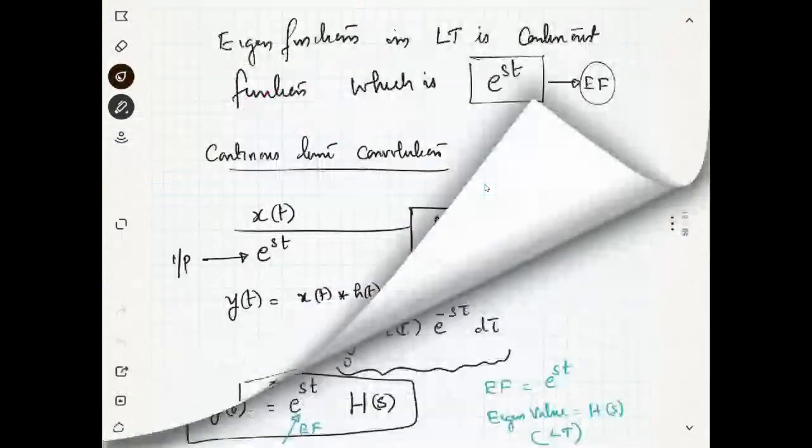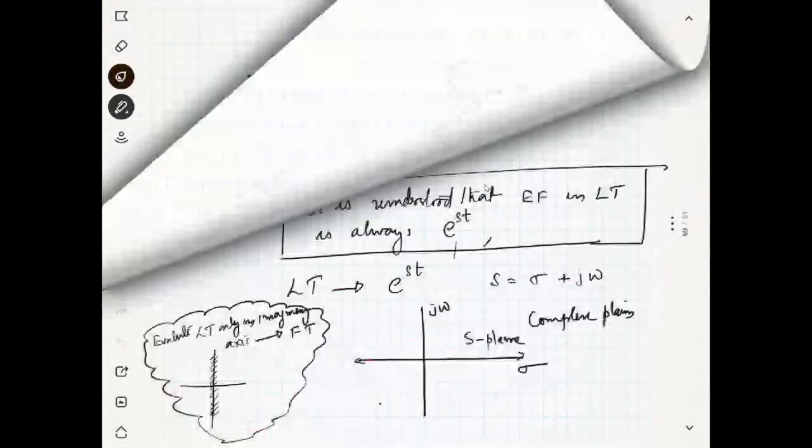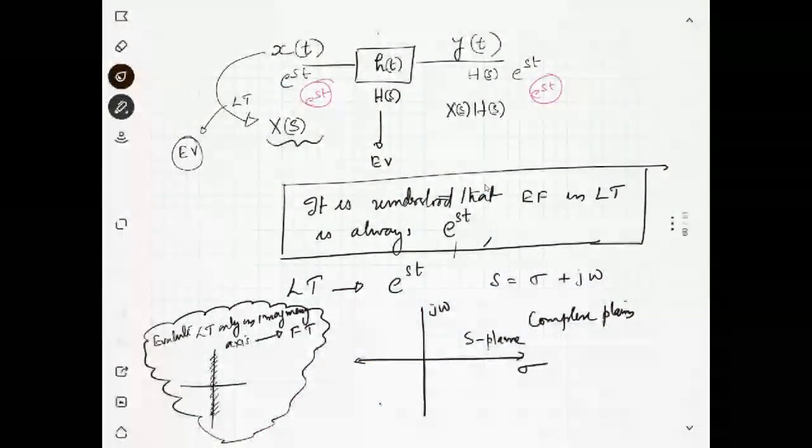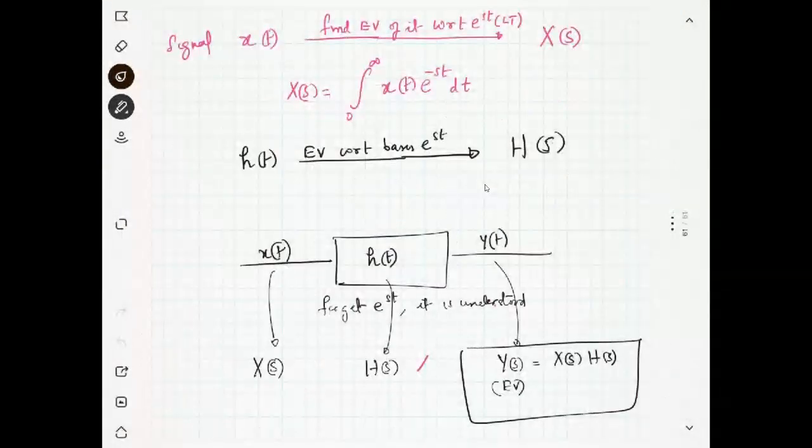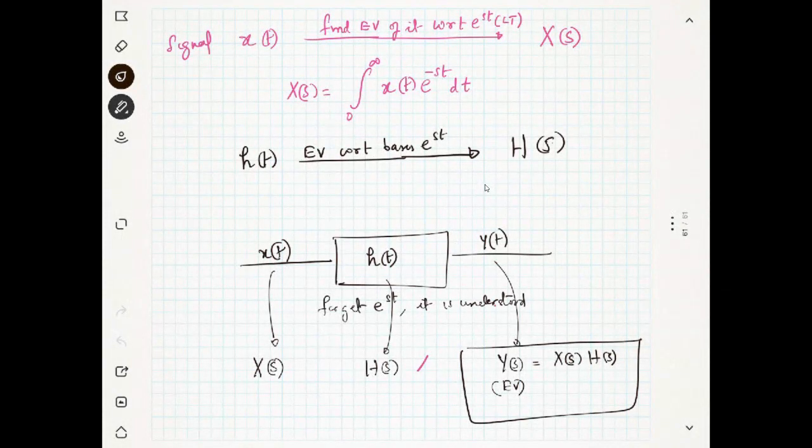Yes, sir. So in the Laplace domain, we are just multiplying, we are playing with the eigenvalues of the system. Instead of a complicated system, we are just playing with the eigenvalues. This is the eigenvalue of x of t, and this is the eigenvalue of h of t. Is x of s the eigenvalue or eigenfunction? It is not the eigenfunction, it is the eigenvalue, because x of s is the Laplace transform. The Laplace transform is always the eigenvalue. I have already told you.